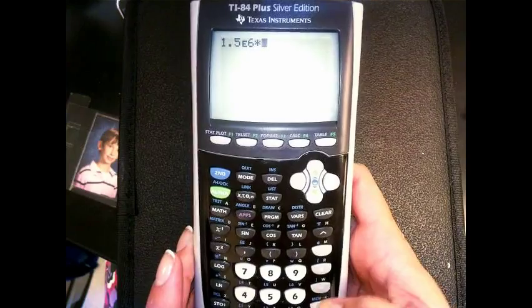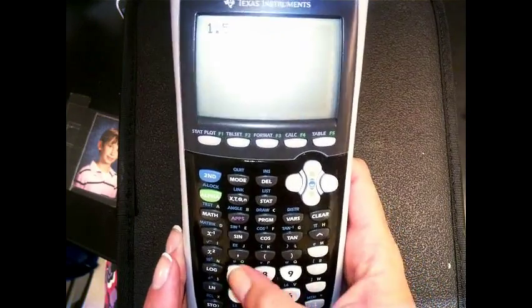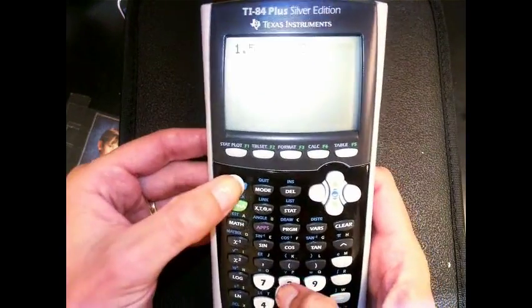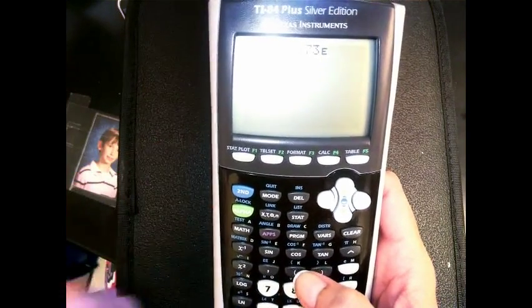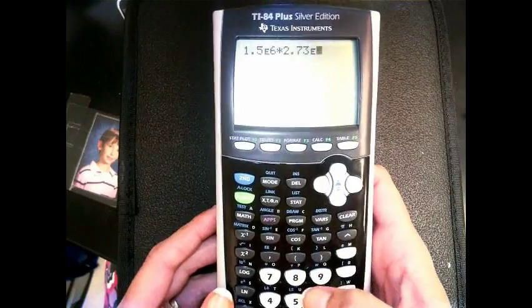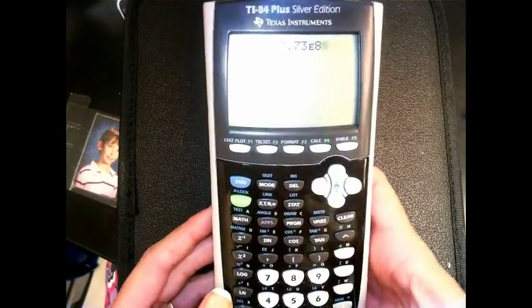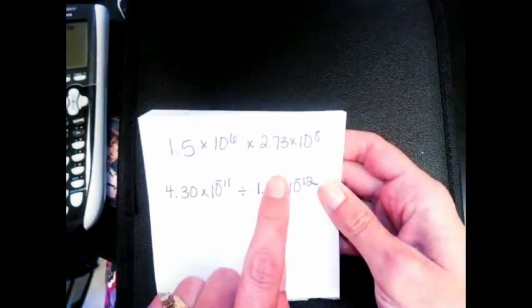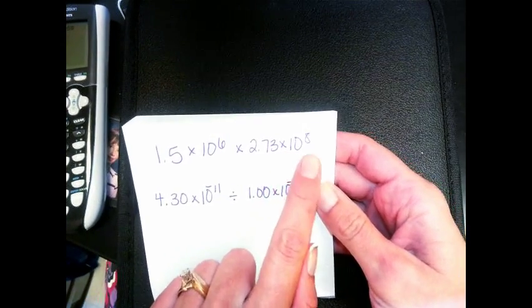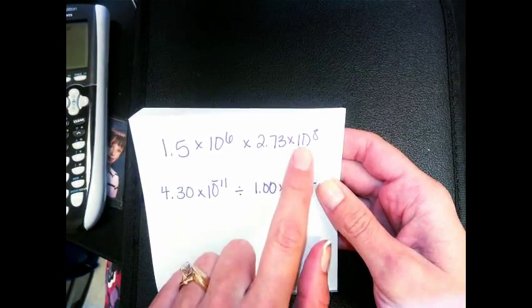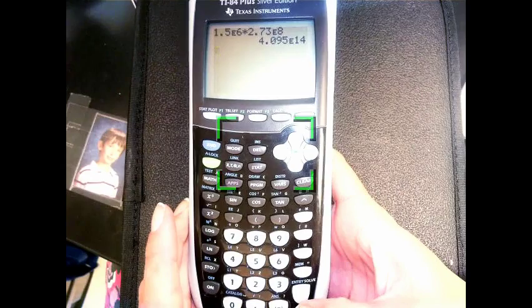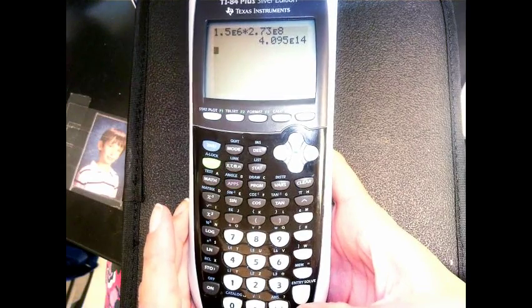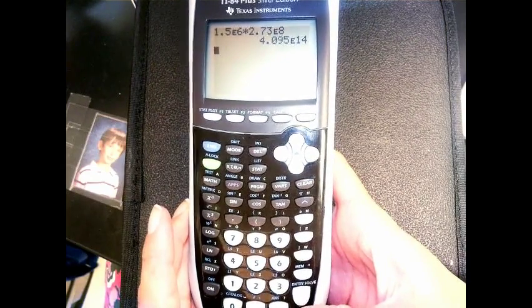Then we could just multiply that by 2.73. Once again, you can use that EE, it's just second and comma on this particular calculator, most graphing calculators. And then we would type in our 8. And that number right there would represent our 2.73 times 10 to the 8th. And the times 10 is that E that pops up on there. And so we get our answer of 4.095, and then E14, which means 4.095 times 10 to the 14th.